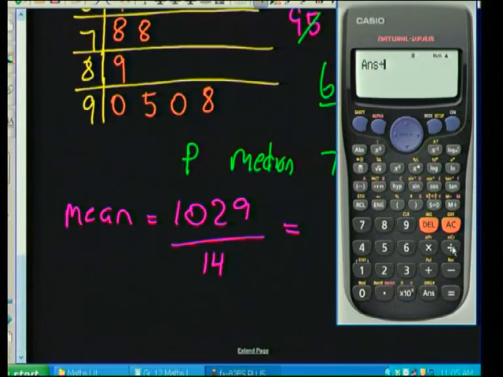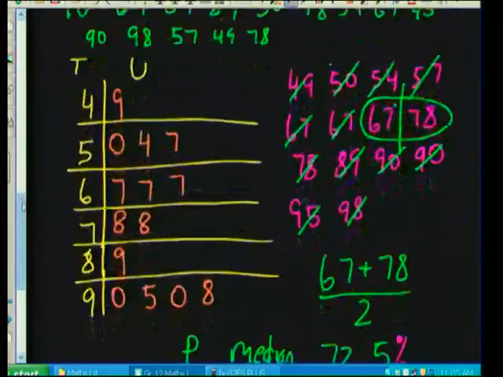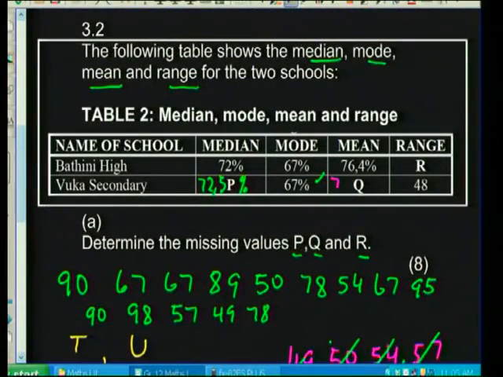So let's get our calculator out. I've already got my 1029, so I can divide by 14, get an answer. It was 73.5. And remember, that's percent. And in fact, that should have been percent here as well. So 73.5, I'm writing that in here.